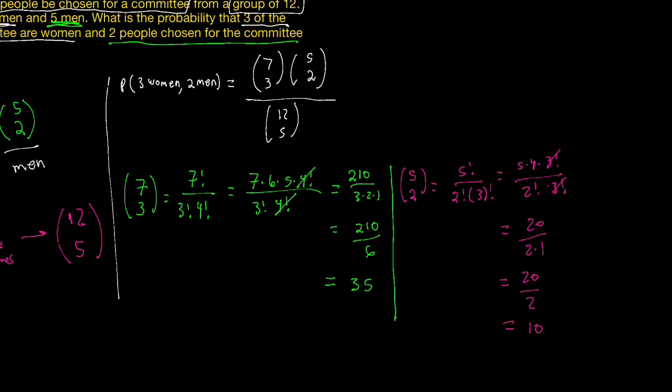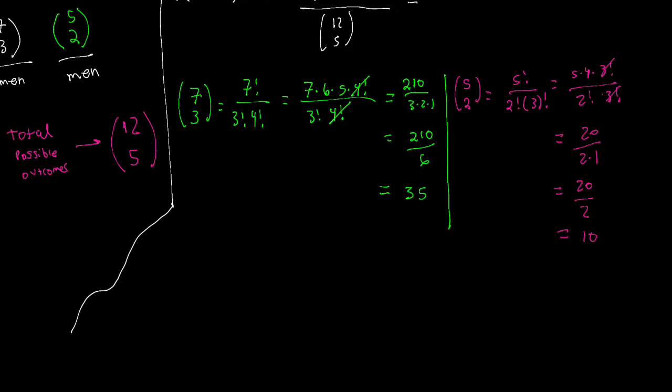So on the numerator, we have 35 times 10, because 35 is the same thing as 7 choose 3 and 5 choose 2 is the same thing as 10. All we gotta do now is calculate the denominator here. So let's go ahead and calculate 12 choose 5. So 12 choose 5 is going to equal 12 factorial all over 5 factorial times 12 minus 5, which is 7 factorial.